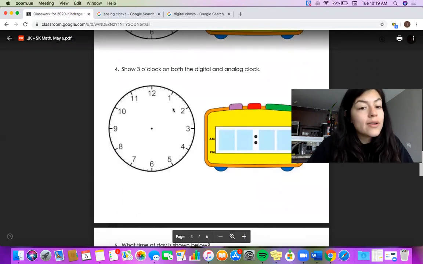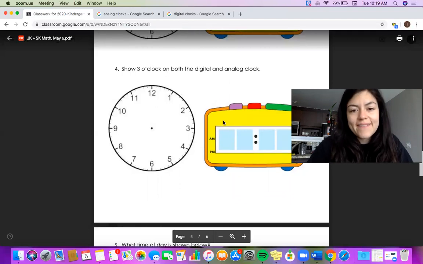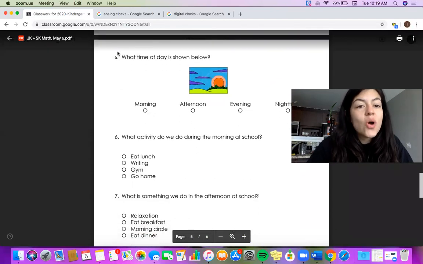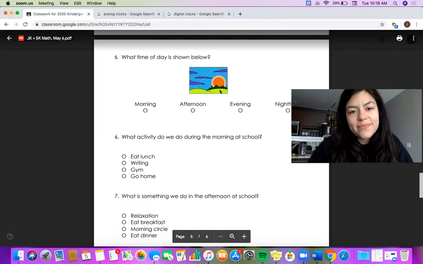For number 4, same idea. You have an analog clock and a digital clock. You need to show 3 o'clock on both of these. Next page, what time of day is being shown below in the picture? Is this morning when the sun's going up? Afternoon when the sun is high in the sky? Evening when the sun has begun to go down? Or nighttime when there is no sun?